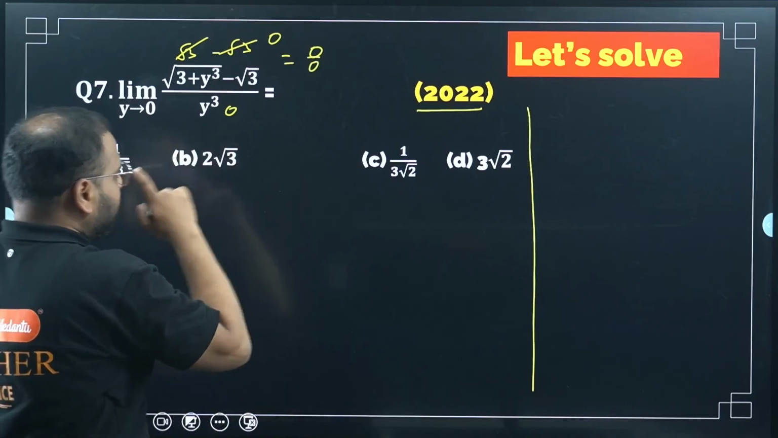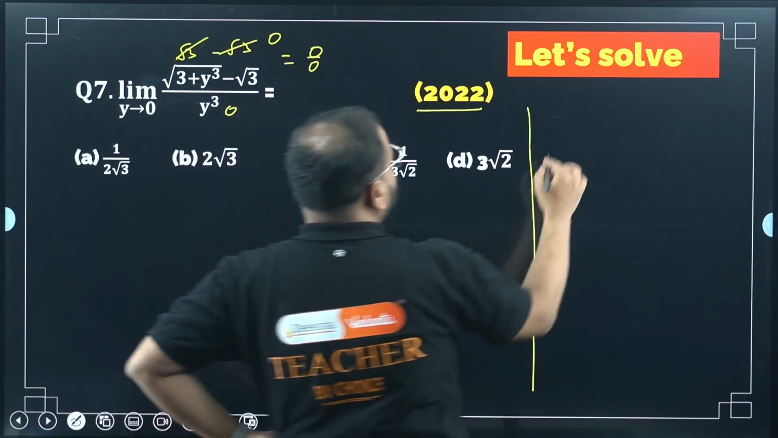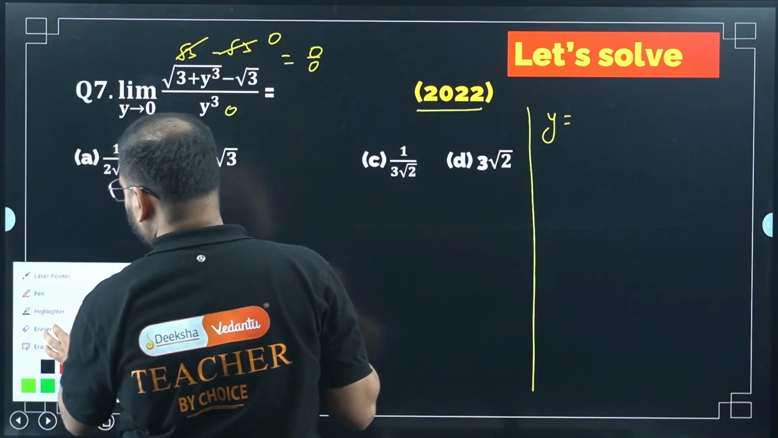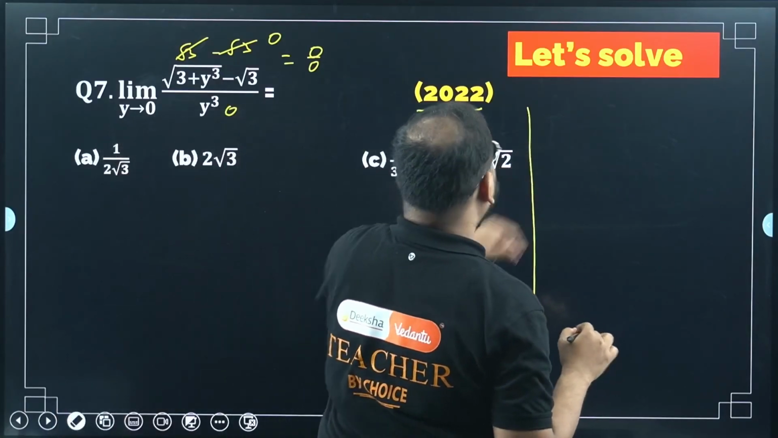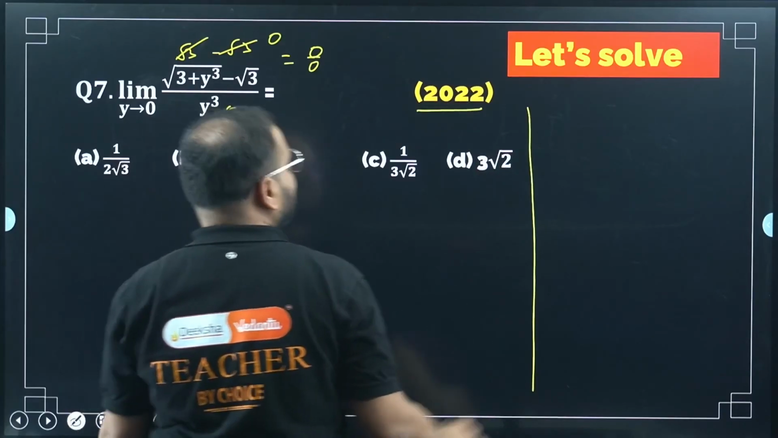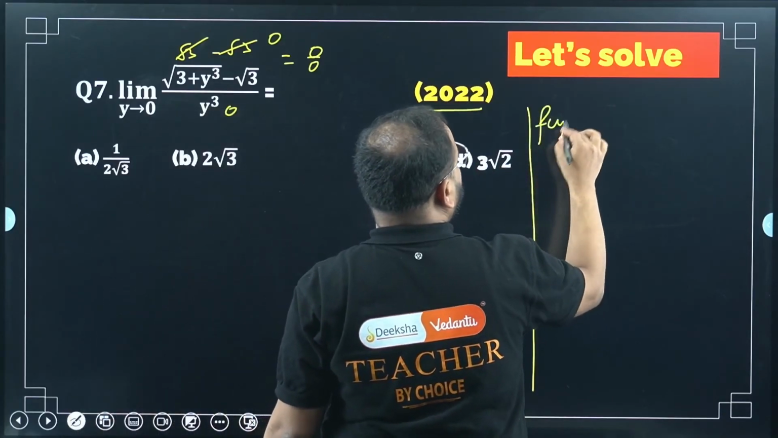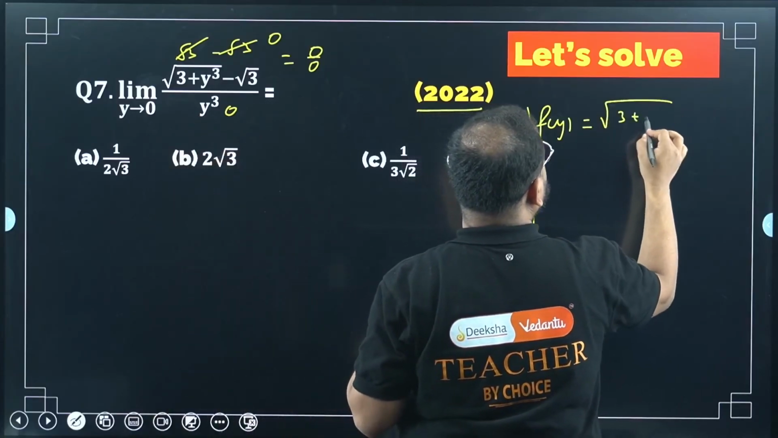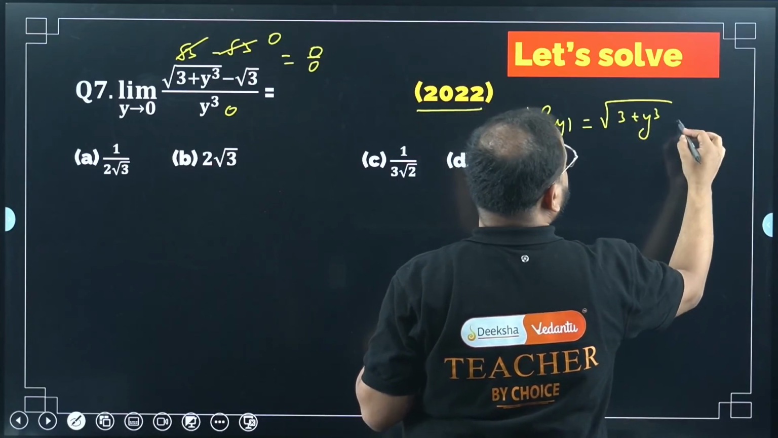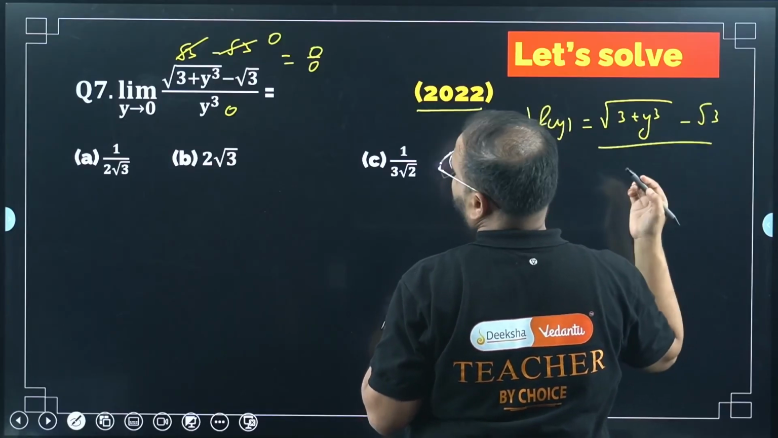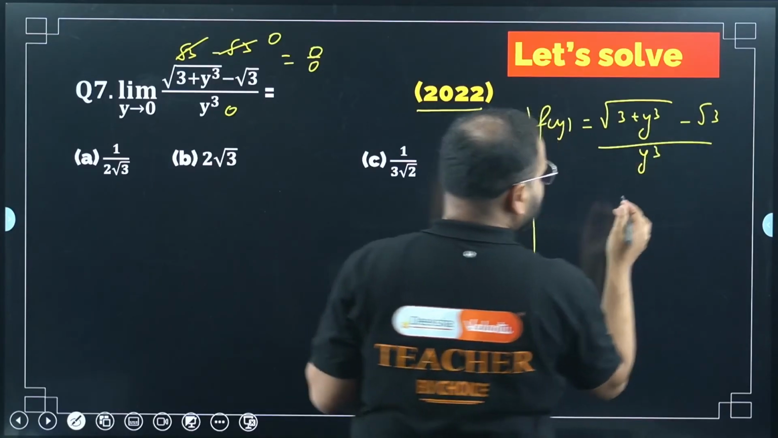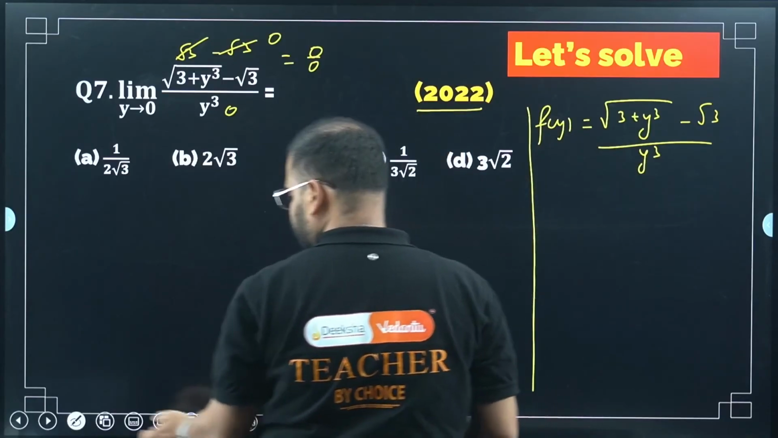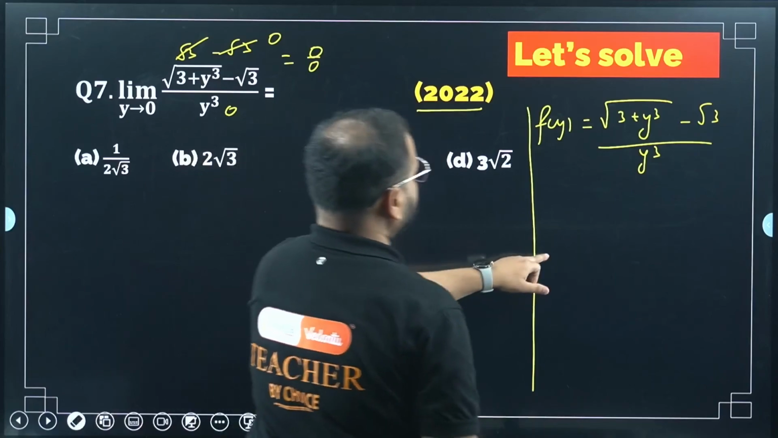Okay, sir. We have to take it out. How will we do that, sir? So let's take the function. Not y, because the function is given in the variable y, so we'll not take the variable y. We'll simply take it as f of y. What is this given as? Please check. Root of 3 plus y cube minus root 3 upon y cube. Now what I'm asking you is to rationalize the numerator. If I do that, how will this look like? Please check.